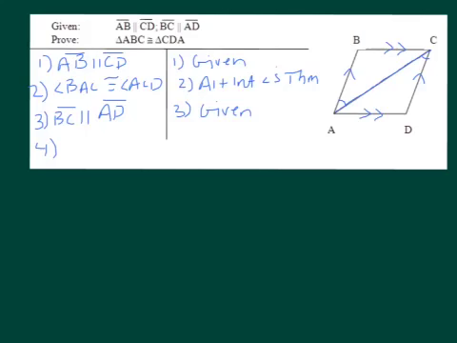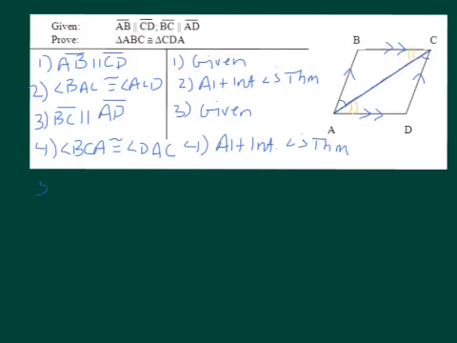So we have another pair of alternate interior angles. We have BCA and CAD. And since the two segments, BC and AD, are parallel, the two alternate interior angles are congruent to each other. So we have angle BCA is congruent to angle DAC. Again, by the alternate interior angles theorem.